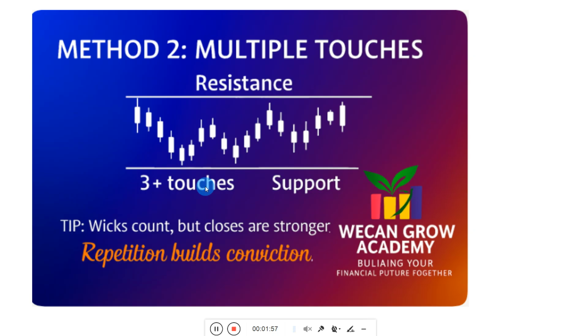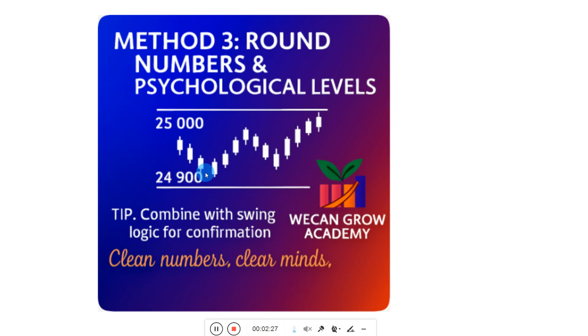The second method is multiple touches. Next we look for zones that price has respected multiple times. If a level has been touched 1, 2, 3 or more times, it is not a coincidence. It's a zone of interest. Wick counts but closes are stronger. Repetitions build conviction.